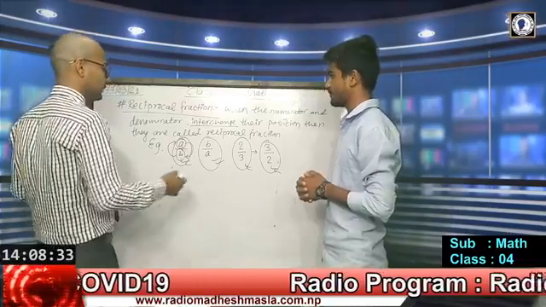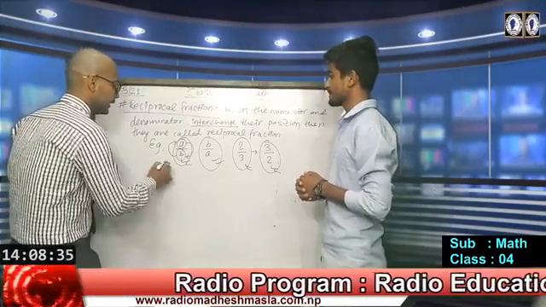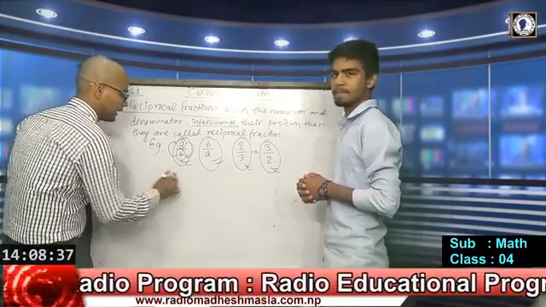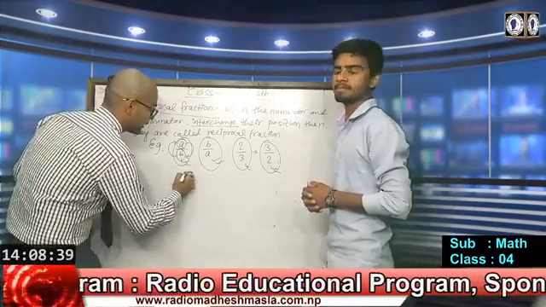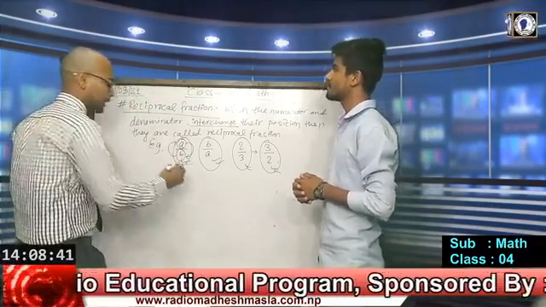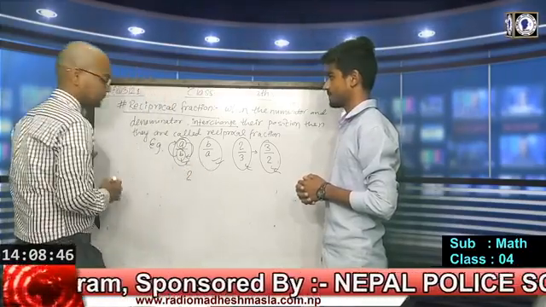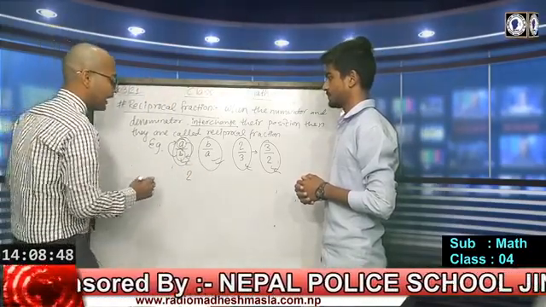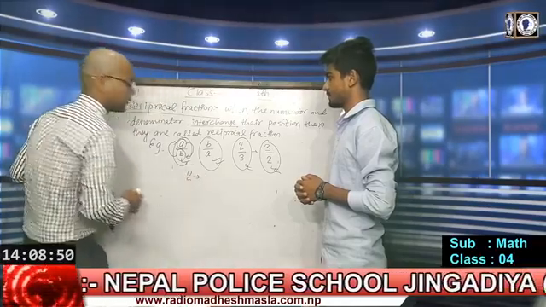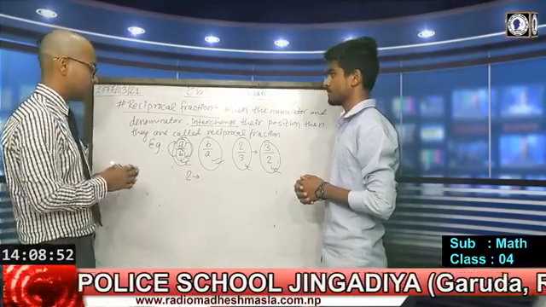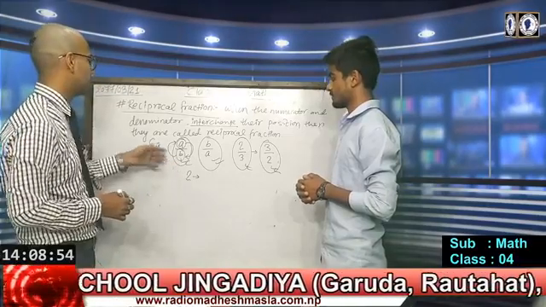Sometimes you can see a problem like this with a rational number, or also an integer. Suppose there is 2, and you have to find its reciprocal fraction. That means you have to find the reciprocal form of this 2.